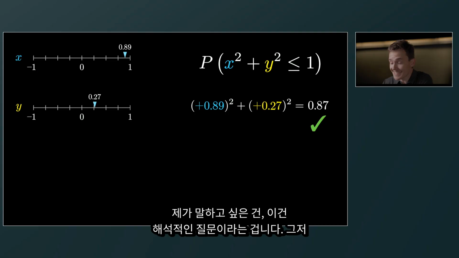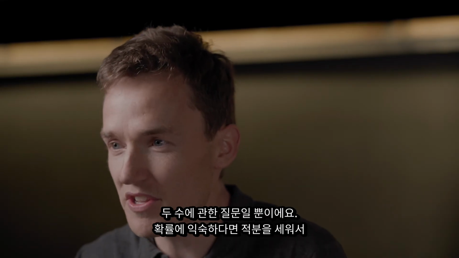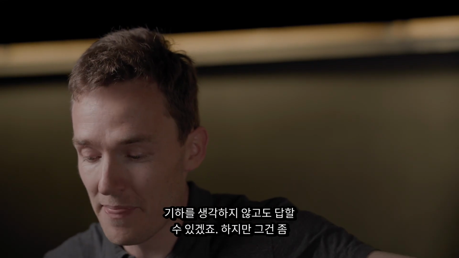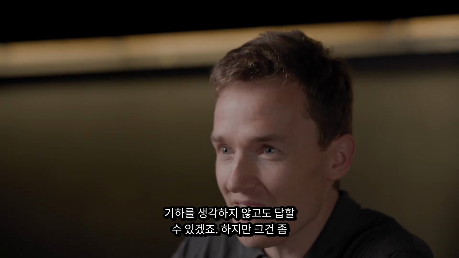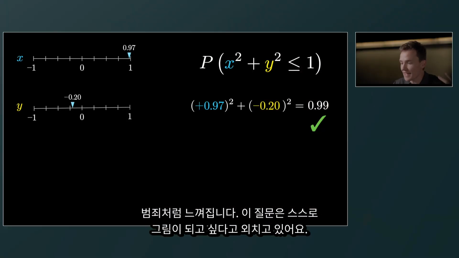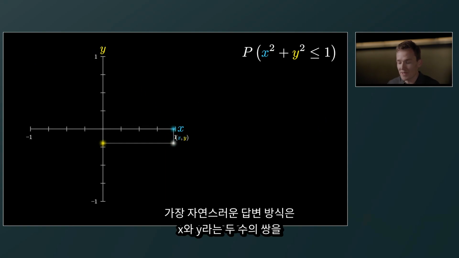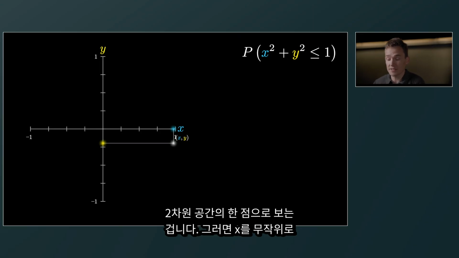So I asked this question, and immediately in your mind, there's an image that pops up. And the point I want to make is this is an analytical question. This is just a question about two numbers. If you're savvy with your probability, you could set up some integrals not thinking about geometry and answer the question. But that would feel a little bit like a crime. The question is kind of screaming out at you that it wants to be a picture. The natural way that this wants to be answered is to think of that pair of numbers x and y as a point in a two-dimensional space.